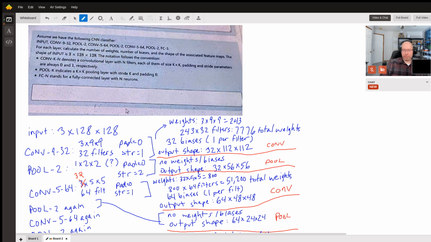So that's going to be 64 by, all right. And so the input shape was 24 by 24. Then we're using a 5 by 5 with a stride of 1 and a padding of 0. So we're going to lose 8 in each dimension. So that should give us 16 by 16. By 16 by 16. Yeah, that should be right.